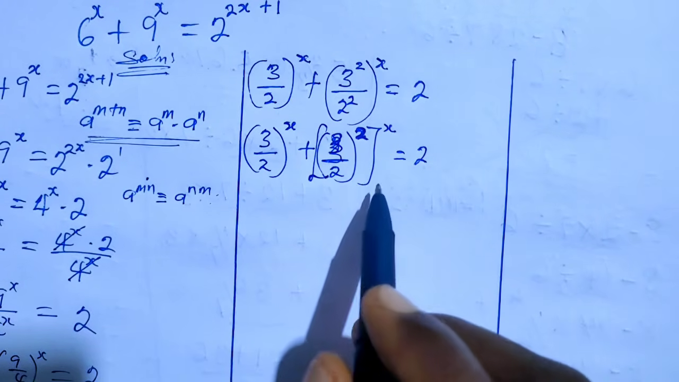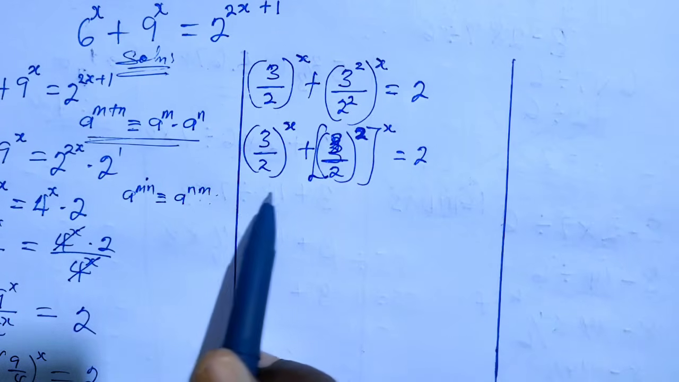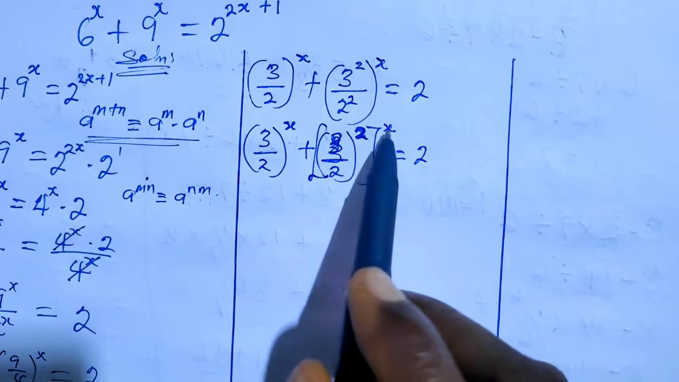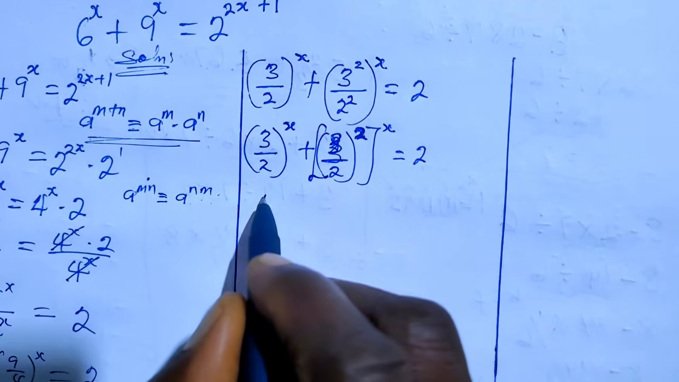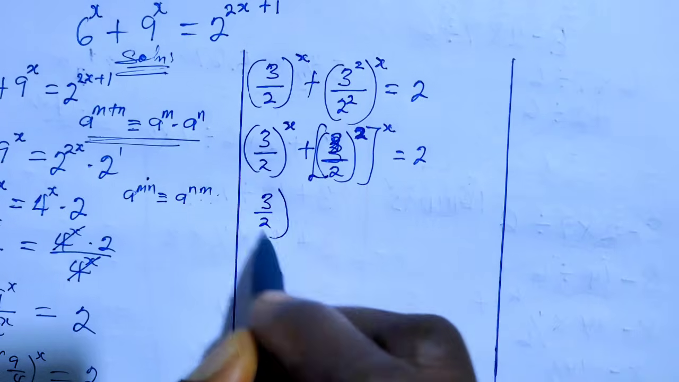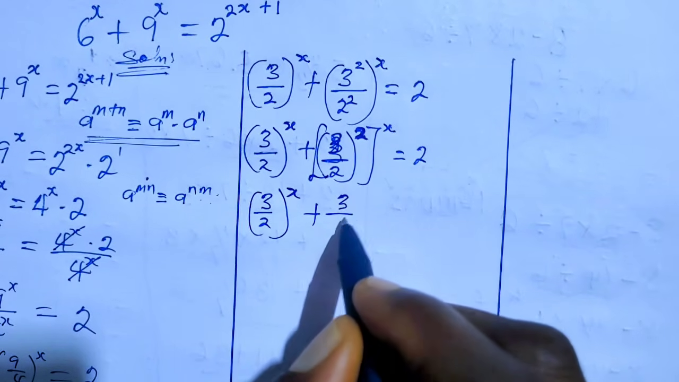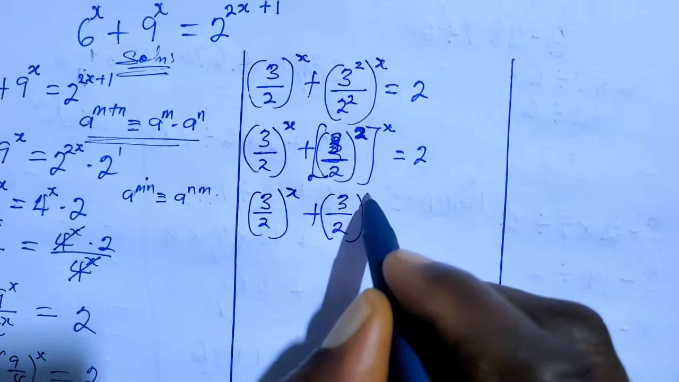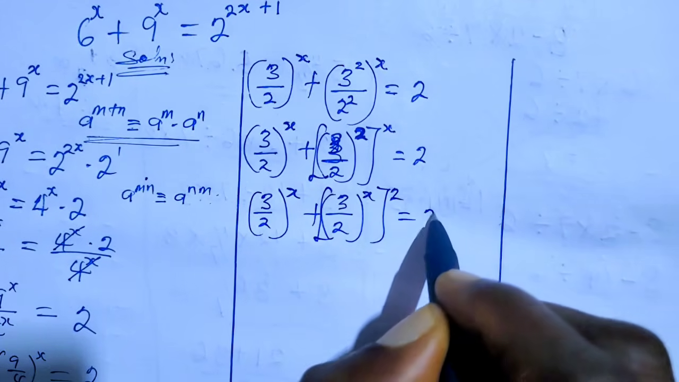Then at this point, we apply the very same rule here, the distributive power law. Now this x can also come inside while 2 goes outside, and we have here (3/2)^x plus (3/2)^x, then to the power of 2 equals 2.